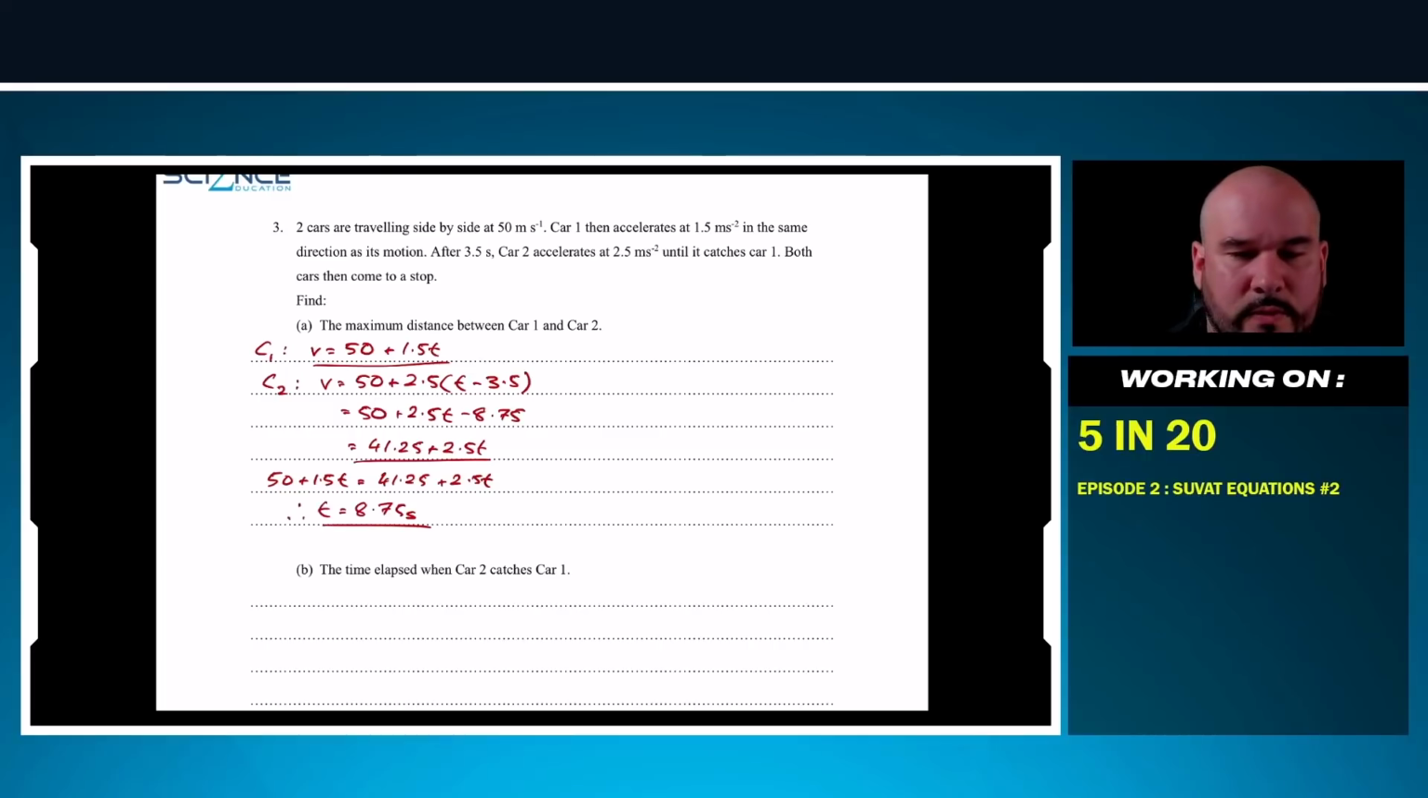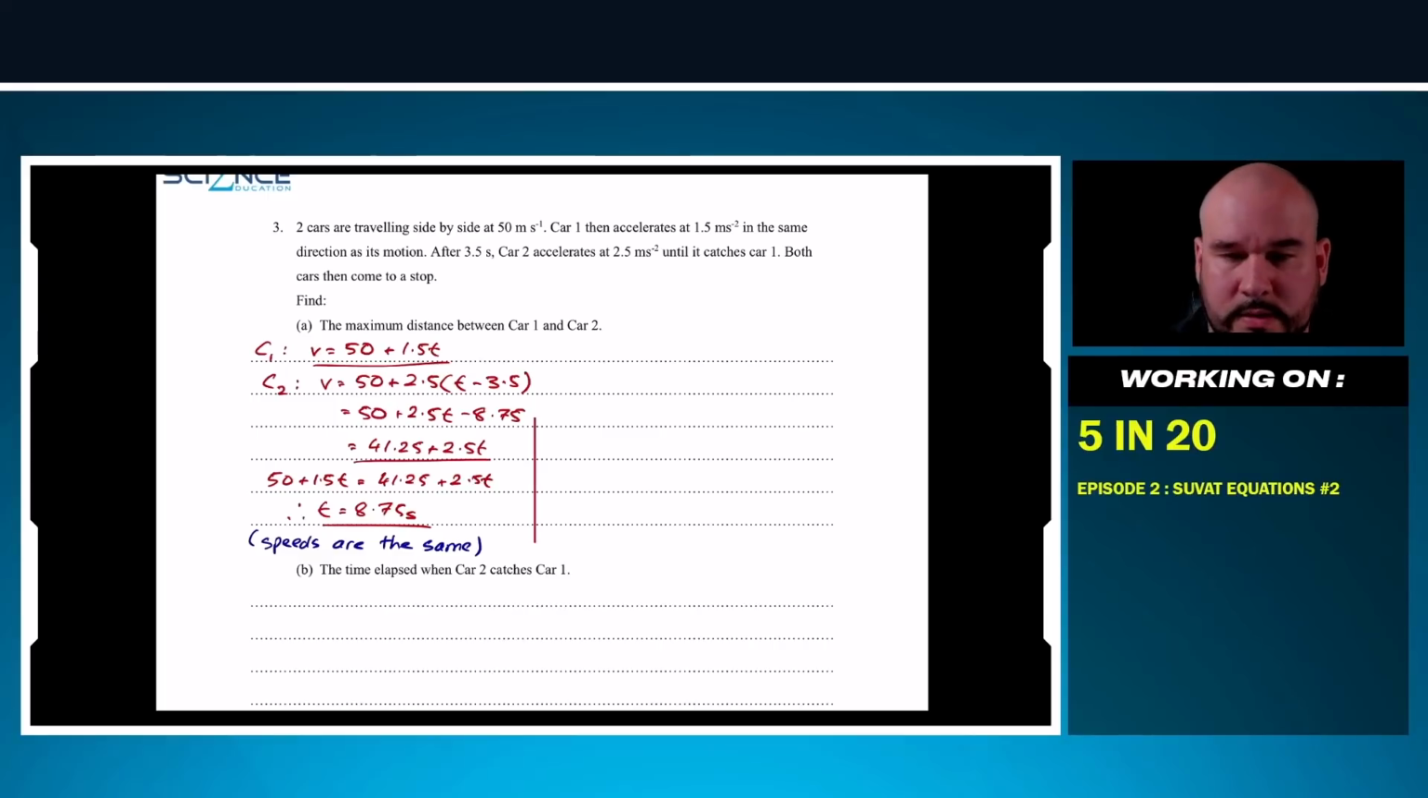In order for there to be no relative motion, that is, the distance between them is maximum, their speeds must be the same. They're not approaching each other, they're not moving away from each other, they're the maximum distance away from each other. From here we can solve for our value of t, which ends up being 8.75 seconds. So 8.75 seconds after the first car starts to accelerate, that's when they're the maximum distance apart. The second car has been accelerating for 5.25 seconds, whereas car 1's been accelerating for 8.75.